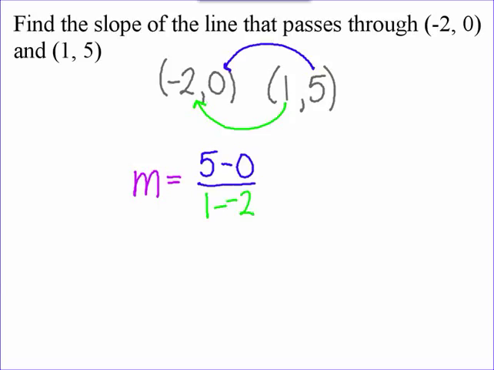Look again at what I did: 5 minus 0 over 1 minus negative 2. I subtracted the y's and subtracted the x's. That's all we did. Now 5 minus 0 we know is 5. 1 minus negative 2 is the same as 1 plus 2, which is 3. So that is what your slope is: 5/3. If you can reduce it down, I expect you to reduce it down. Let's look at another one.